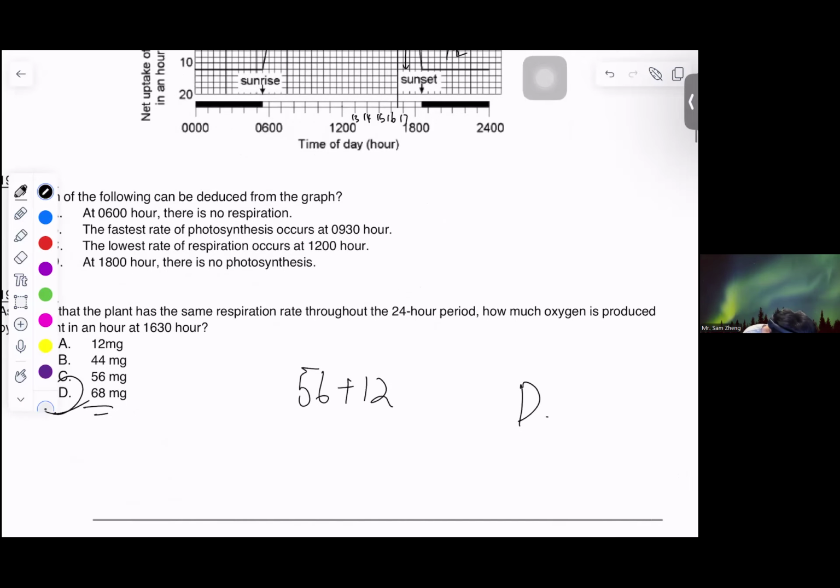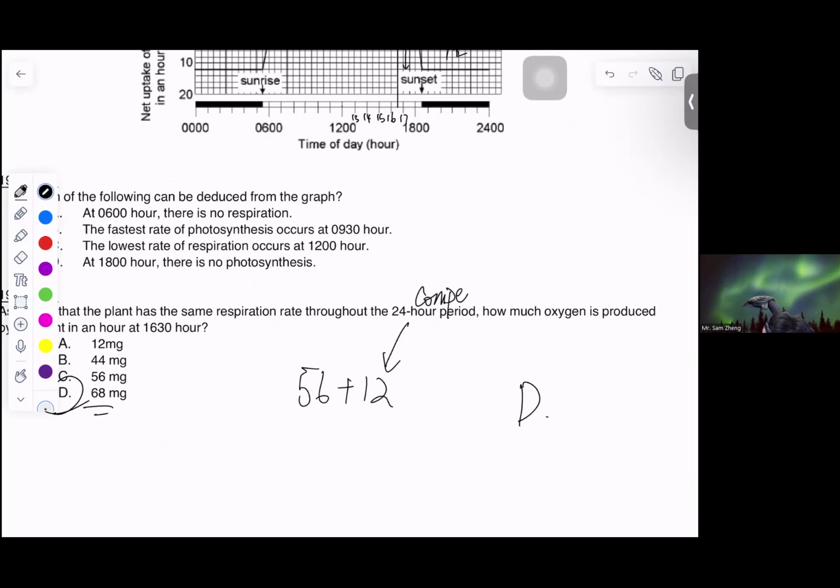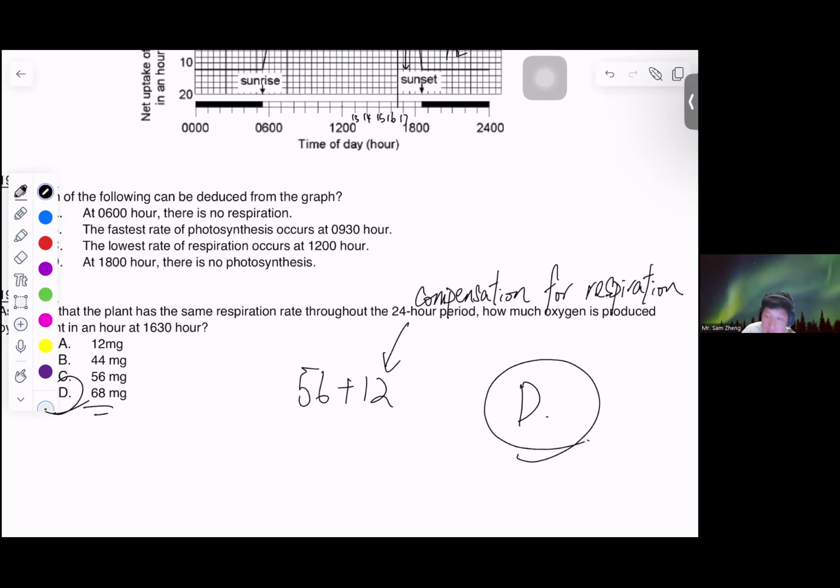The part 12 would be used for the compensation for the respiration. So therefore, the answer would be D. Okay? Any questions related to the MC questions? Okay, so for the remaining, you can do it by yourself.